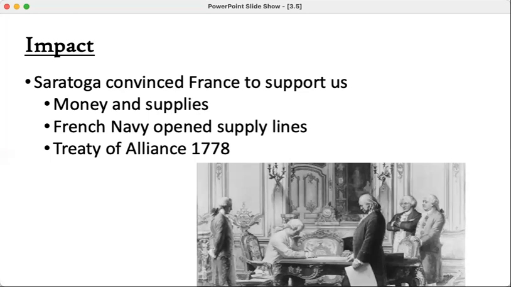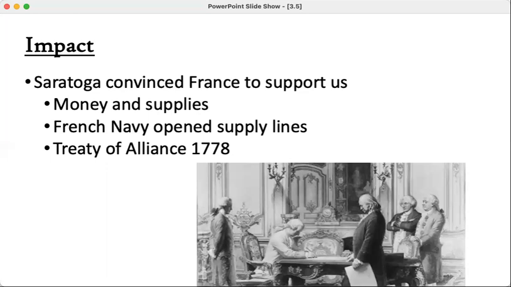So they will send over General Rochambeau and the Marquis de Lafayette to come to America and help us. They will send money, they will send supplies, food. The British Navy on the Atlantic will open up supply lines. So now the British have to fight on both land and sea. We didn't have a Navy. So the British Navy could just focus on controlling the coastline. Now they have a Navy they have to worry about.